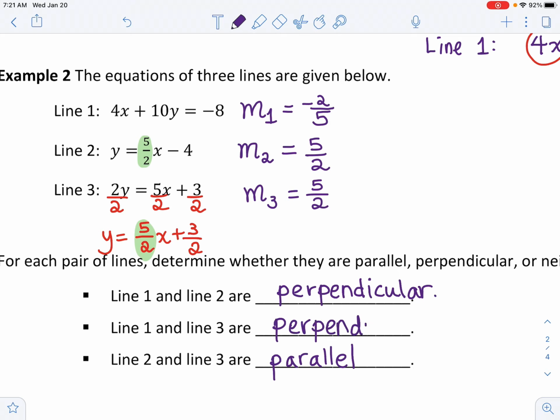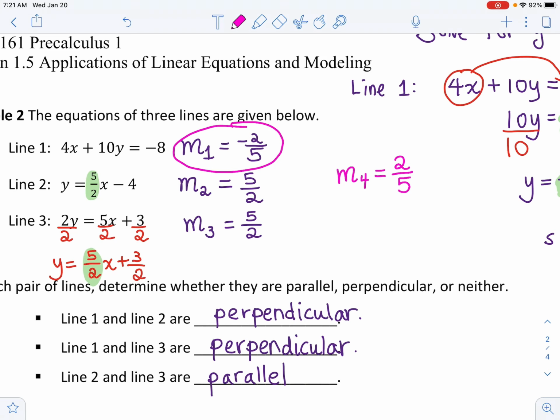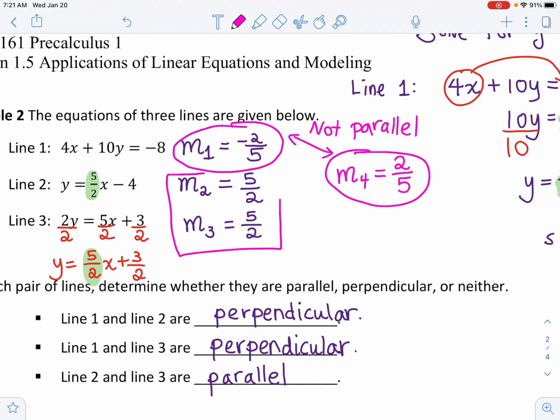Okay. I'm going to create another line. Suppose that we have a fourth line whose slope is, let's say, 2/5. Why aren't line 1 and line 4 parallel? Because they're not exactly the same. So these two are not parallel. To be more specific, they are two lines that are not parallel because one's negative and one's positive. Okay? Why are these not perpendicular?